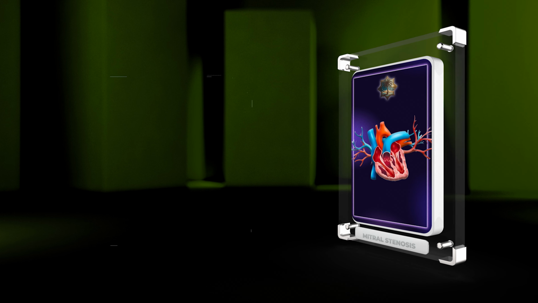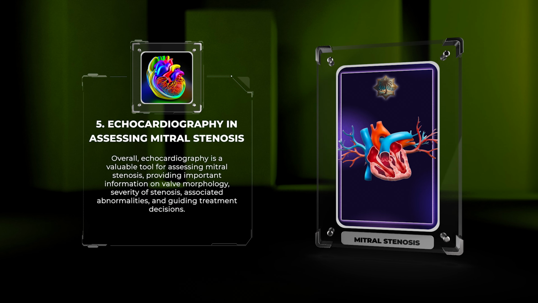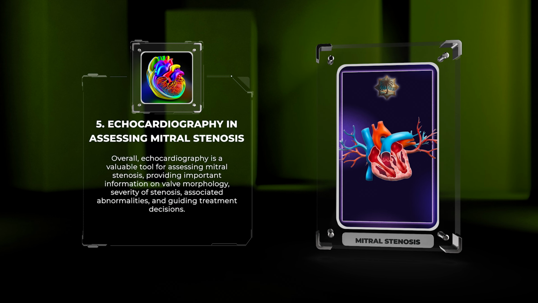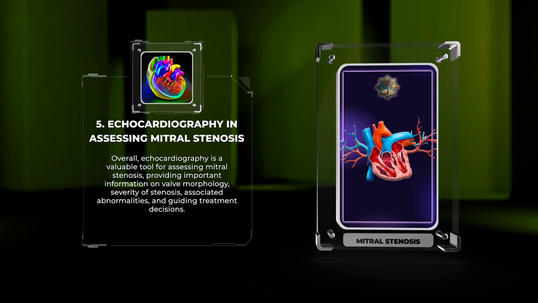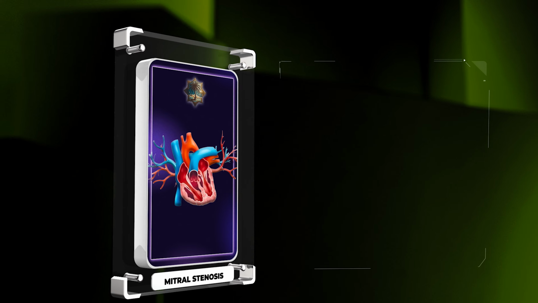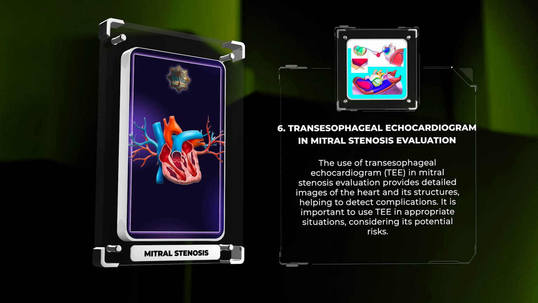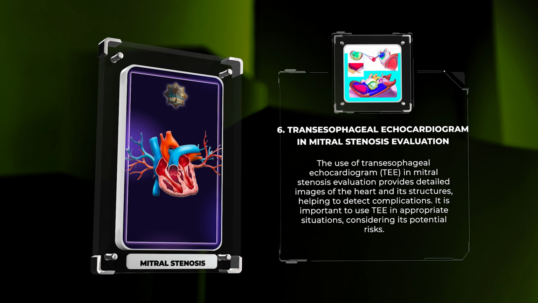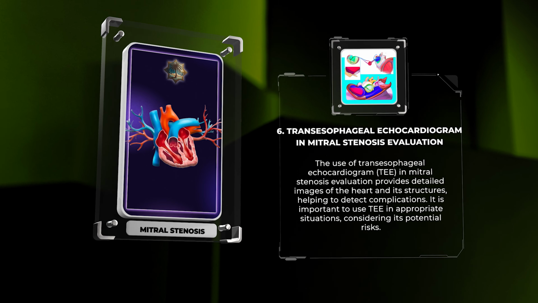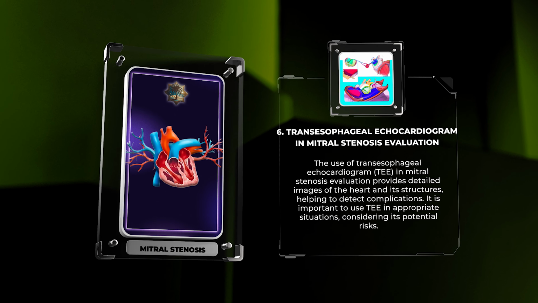Overall, echocardiography is a valuable tool for assessing mitral stenosis, providing important information on valve morphology, severity of stenosis, associated abnormalities, and guiding treatment decisions. The use of transesophageal echocardiogram, TEE, in mitral stenosis evaluation provides detailed images of the heart and its structures, helping to detect complications. It is important to use TEE in appropriate situations, considering its potential risks.